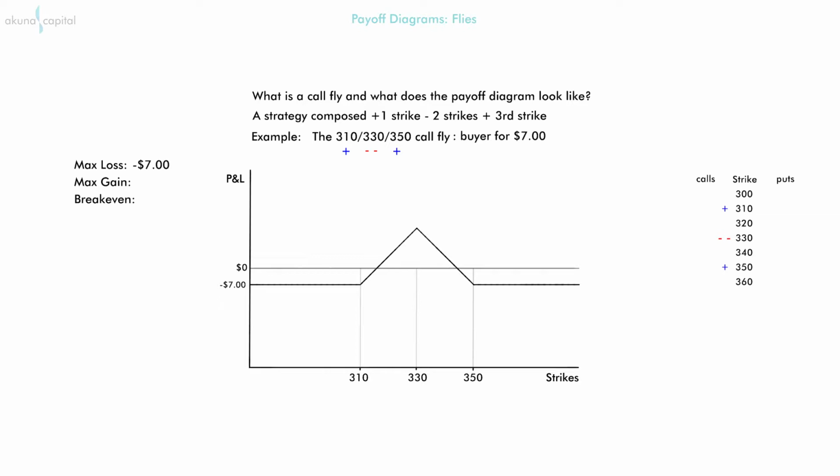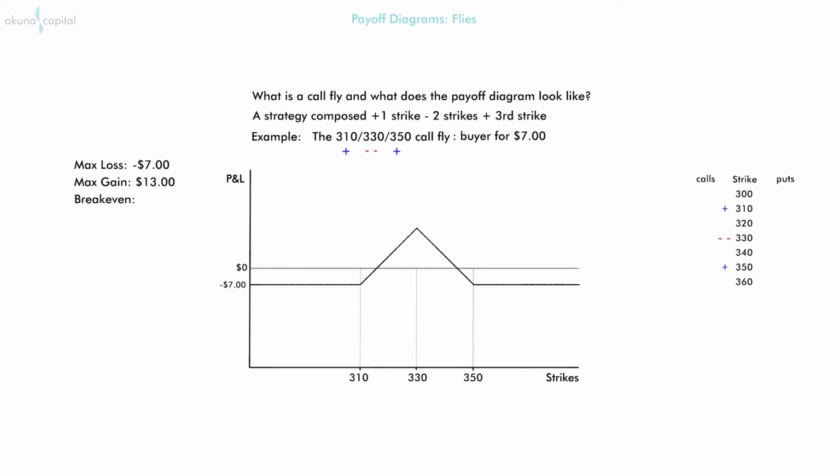Now let's calculate our maximum gain for the buyer of this fly. It's pretty clear that this happens right at 330. And we can use the fact that we know a symmetrical fly can never be worth more than the difference between the middle strike and the first strike, in this case 20. If we know the price we paid for the fly, and the maximum amount that it can be worth, we can subtract these two numbers to arrive at our maximum gain, in this case $13.